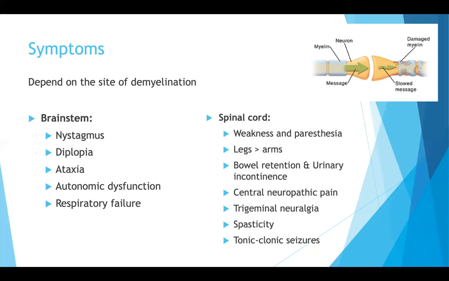With those exhibiting most of the disease at the level of the spinal cord, they will have symptoms including weakness and paresthesias. Most of this weakness affects the legs more than the arms. They can also have bowel retention and urinary incontinence, central neuropathic pain, trigeminal neuralgia, spasticity, and in some cases, they can have tonic-clonic seizures.